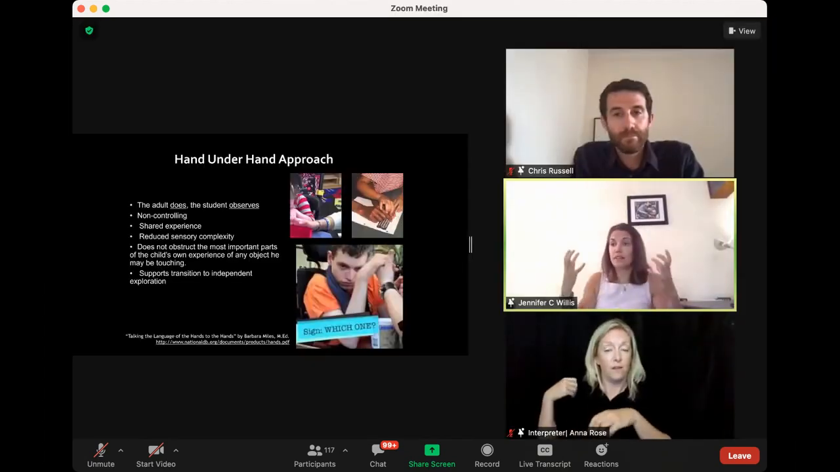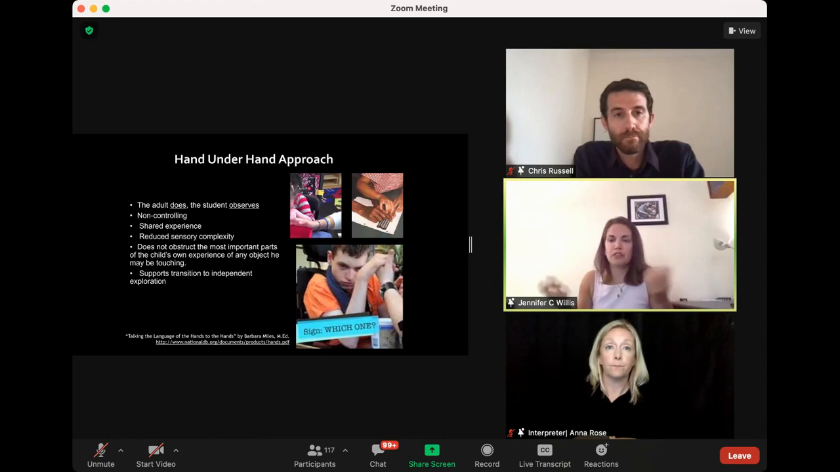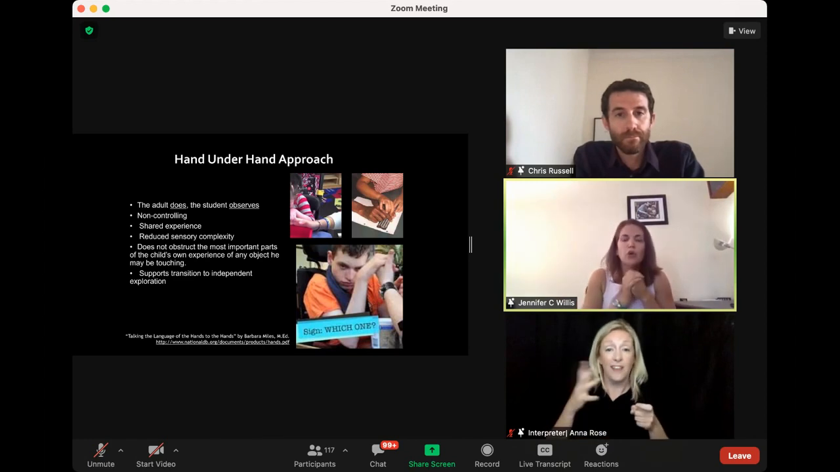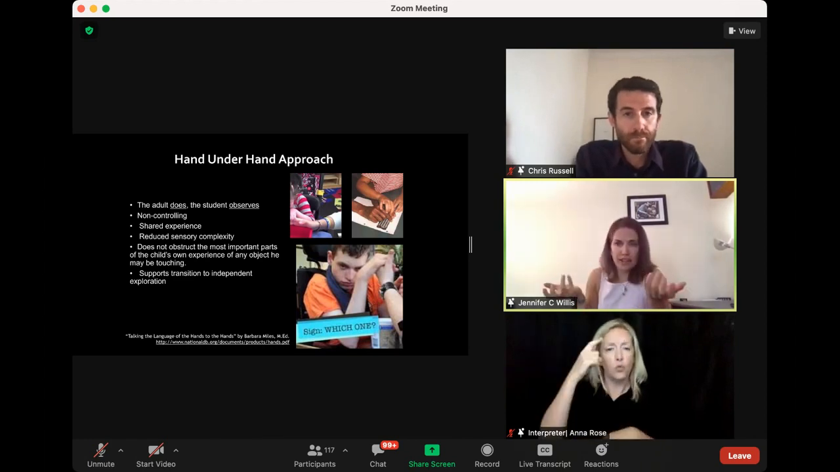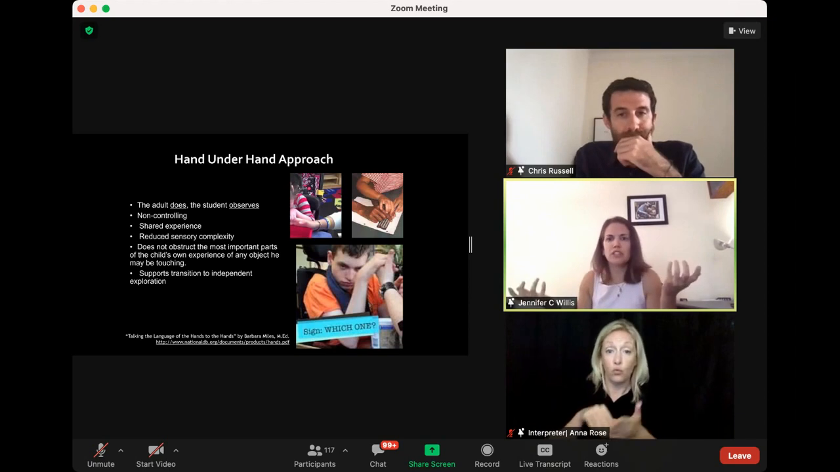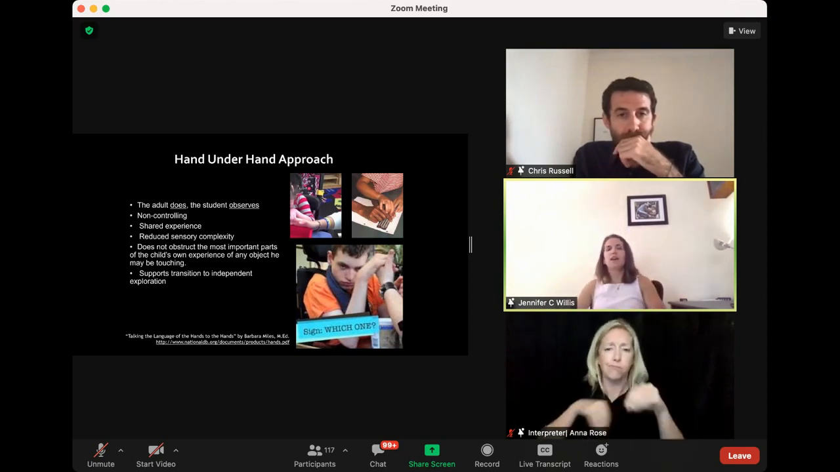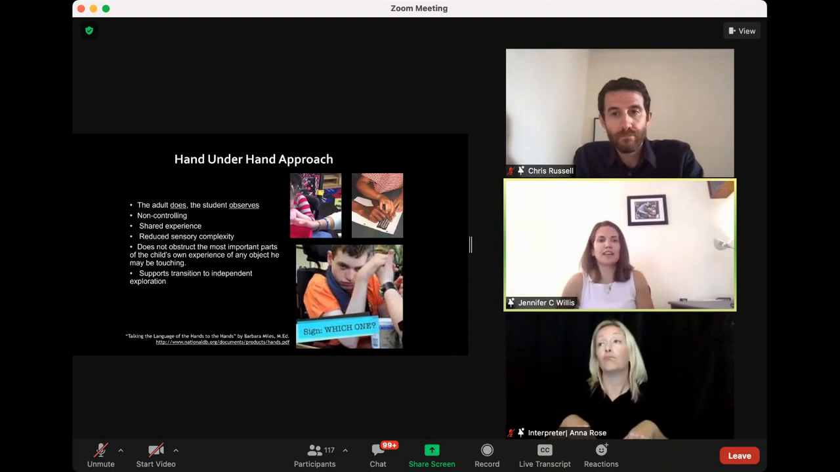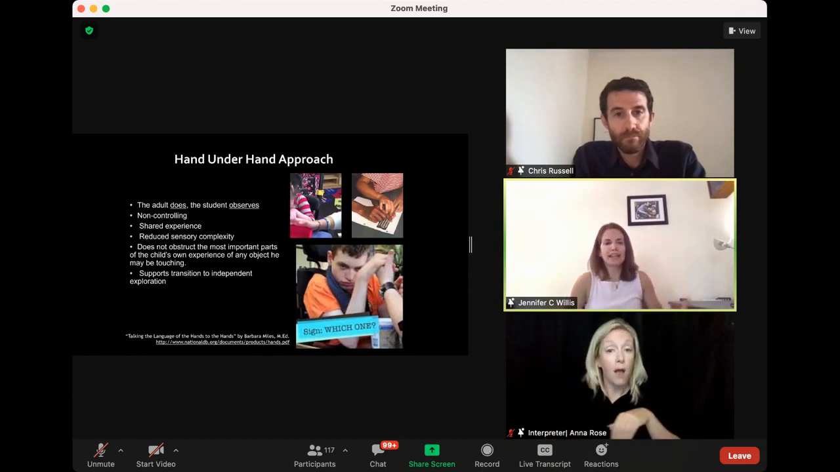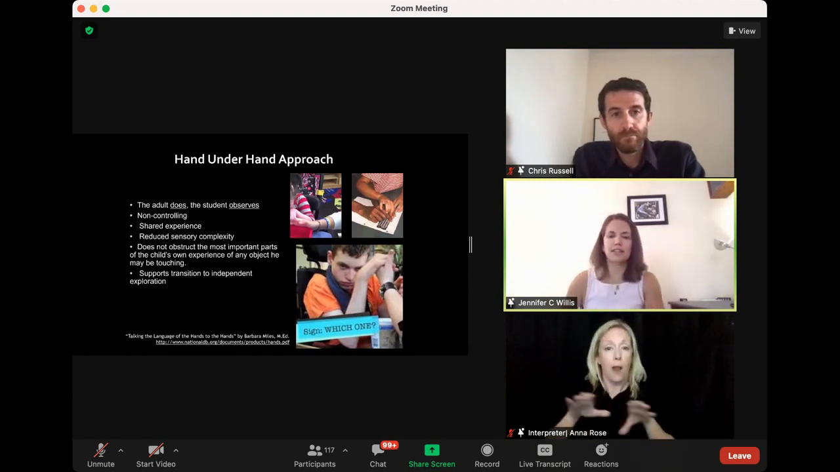It's also about who's controlling the action. If we're doing hand over hand, whose brain is doing the work? Is the child actively engaging with something? No, it's the adult who is manipulating the whole experience. So hand under hand is a way to allow the student to be an active participant in the activity.